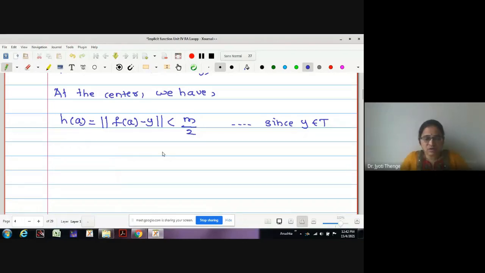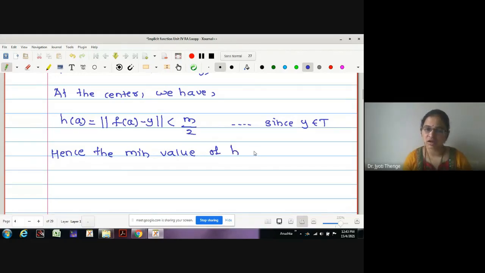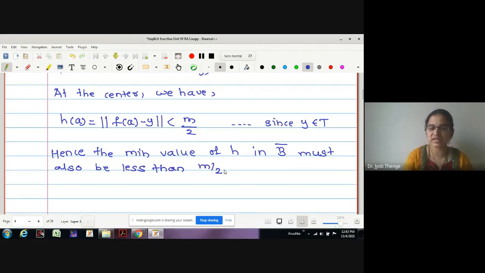Now let us find the value somewhere on the boundary and we will show that the minima will be in the inside part. Hence the minimum value of h in B bar must also be less than m by 2. Correct now? The value on the boundary rather should be less than m by 2.